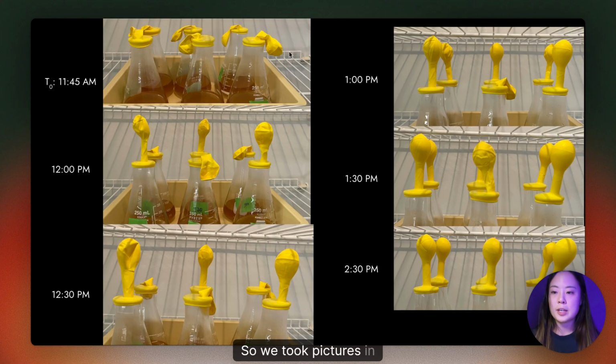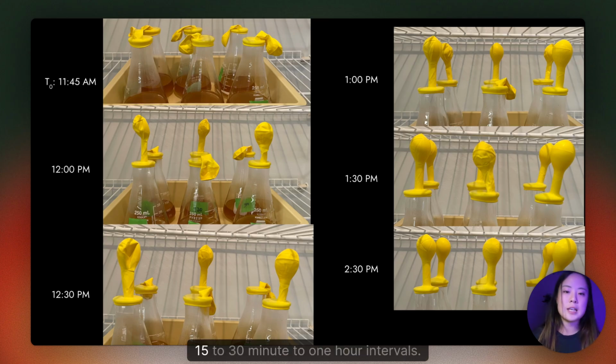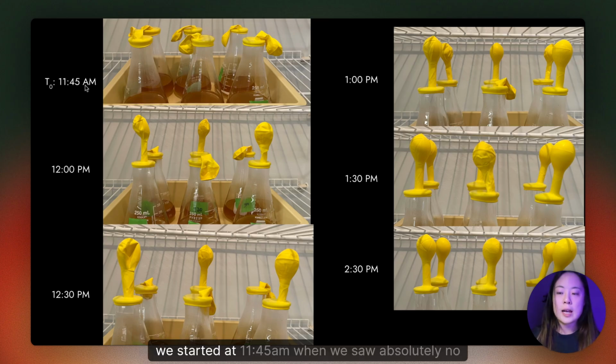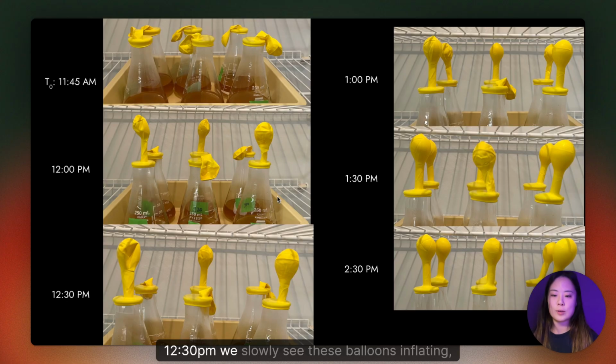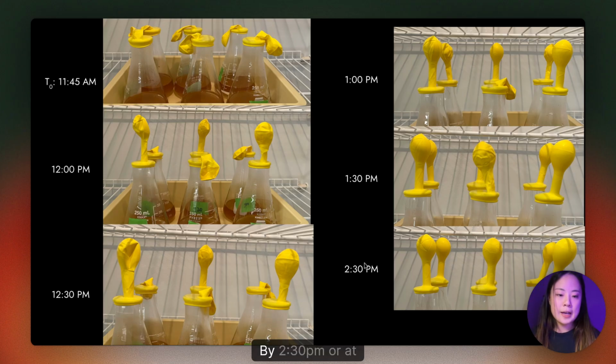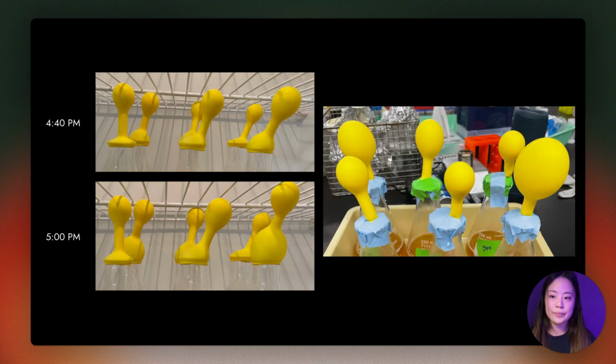So we took pictures in 15 to 30 minute to 1 hour intervals. We started at 11:45 a.m. when we saw absolutely no growth, and then at 12 p.m., 12:30 p.m., we slowly see these balloons inflating, rising. By 2:30 p.m., or even at 1:30 p.m., they were all able to stand on their own.